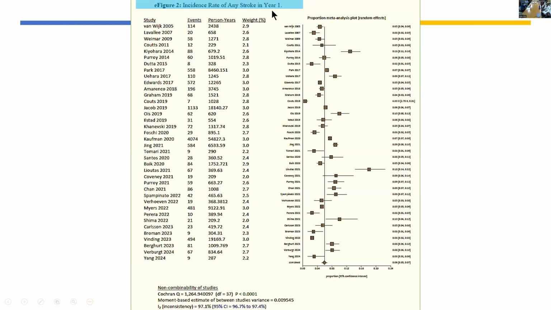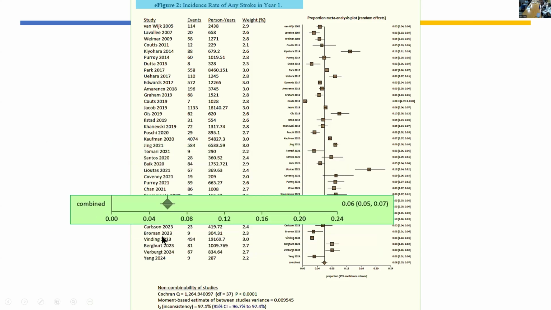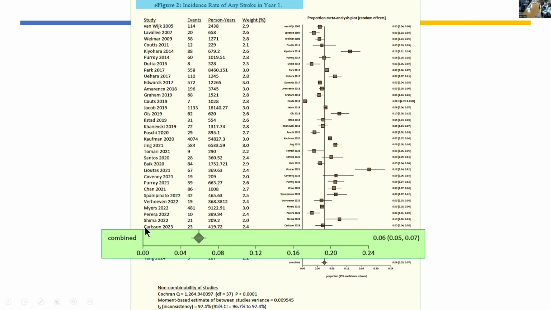Risk of any stroke in 1 year. These are all the 38 studies, and this is all the data for each study. And at the bottom are the combined results. This is the combined risk for all 38 studies together, 0.06, and the confidence interval is also given there. Importantly, I square, you remember, is 97%. What does that mean?